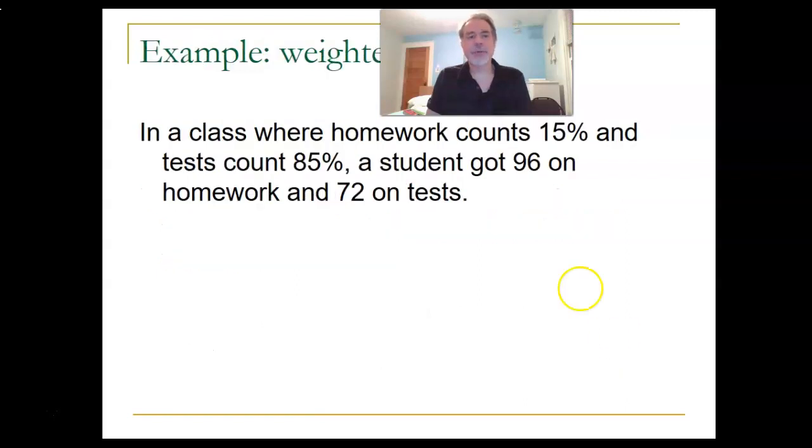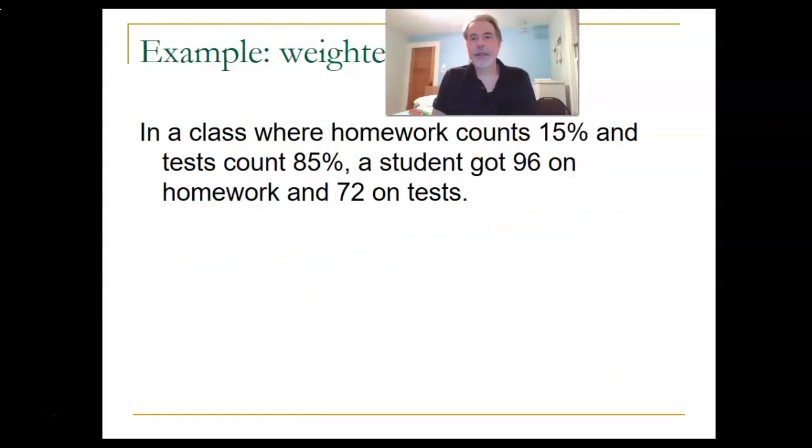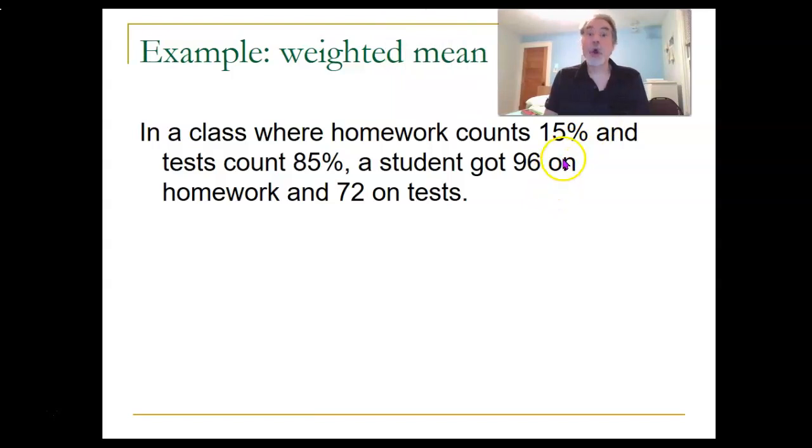So here's an example. Let's say there's a class where homework counts 15% and tests count 85%. So those are the only 2 things that make up your grade, what you got on homework and what you got on tests. And let's say you got a 96 on homework and a 72 on tests. What'd you get for the course? What's your weighted mean?